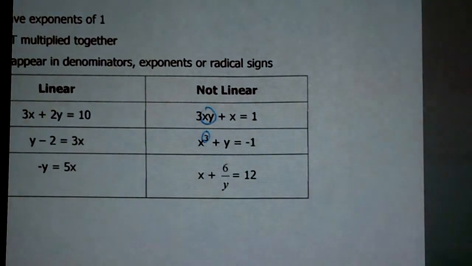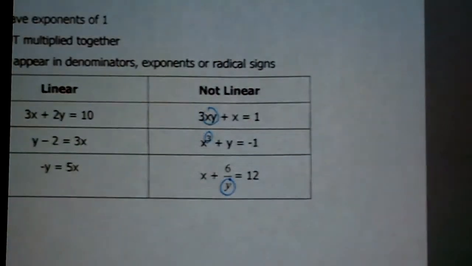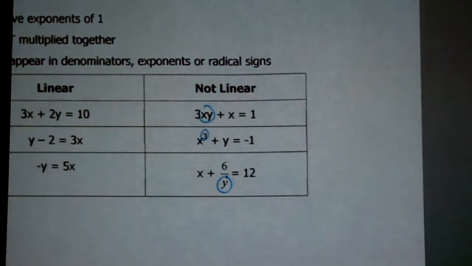1. X and y aren't being multiplied together. But do you see how y is in the denominator spot? Yep, that means it is not linear. All right, you're all done.